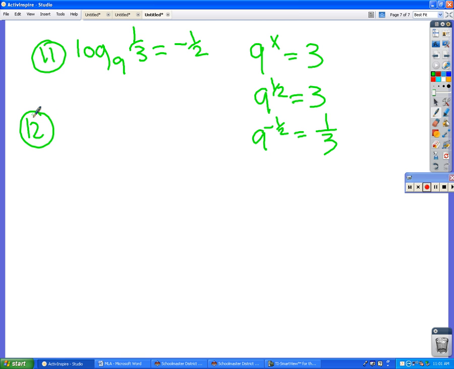Cool. So the same thing is true for number 12. If I'm going to go 1/4 to a power and get 16, the first thing that jumps out at me is that 4 squared is 16, so 2 is close. But what do I have to do to the 2 to make it a fraction? Make it a negative. So it's going to be negative 2. All right?